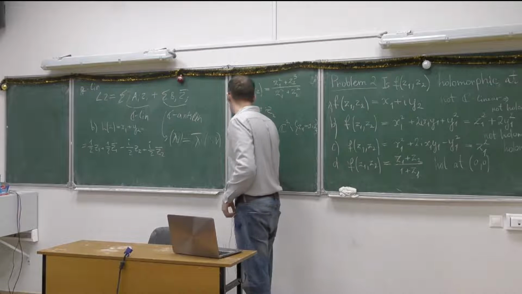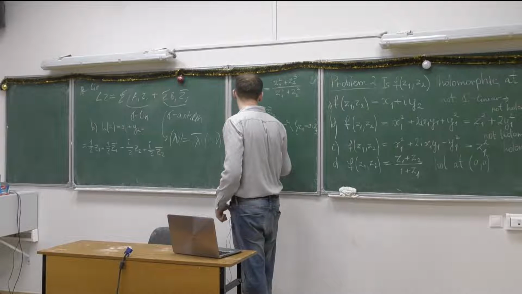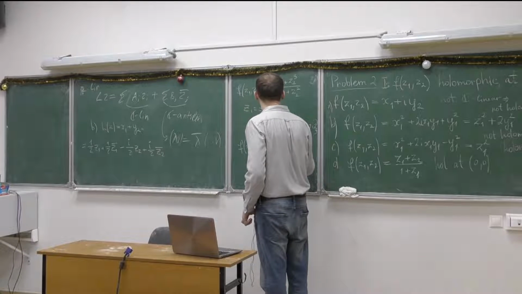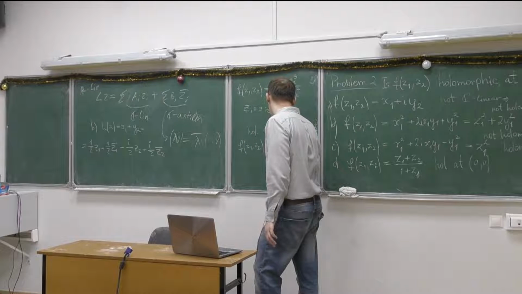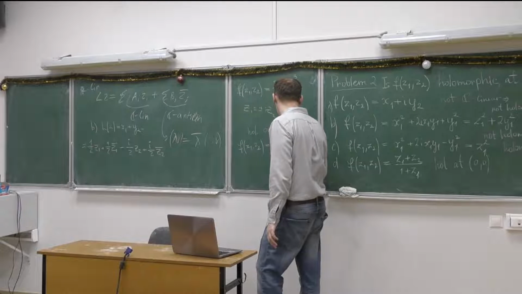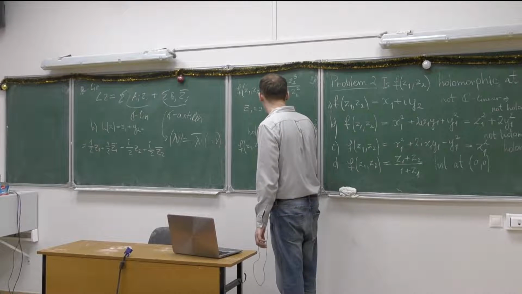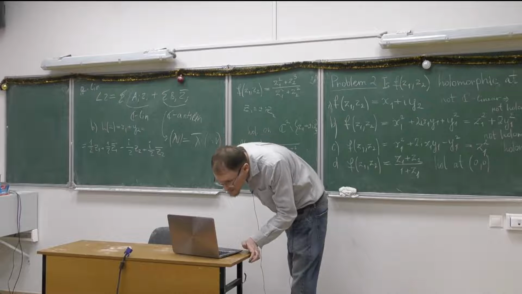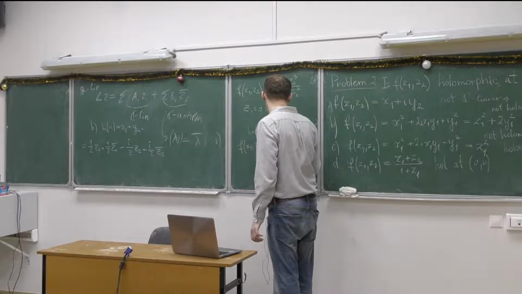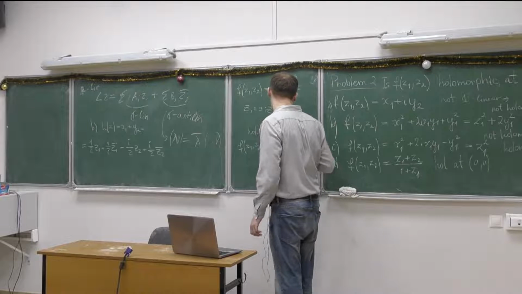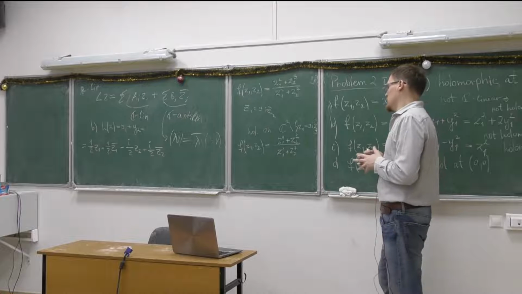And so what about a function like this, where the denominator is the same, but now we have in the numerator z1 to the 4 plus z2 squared? So what about this function?